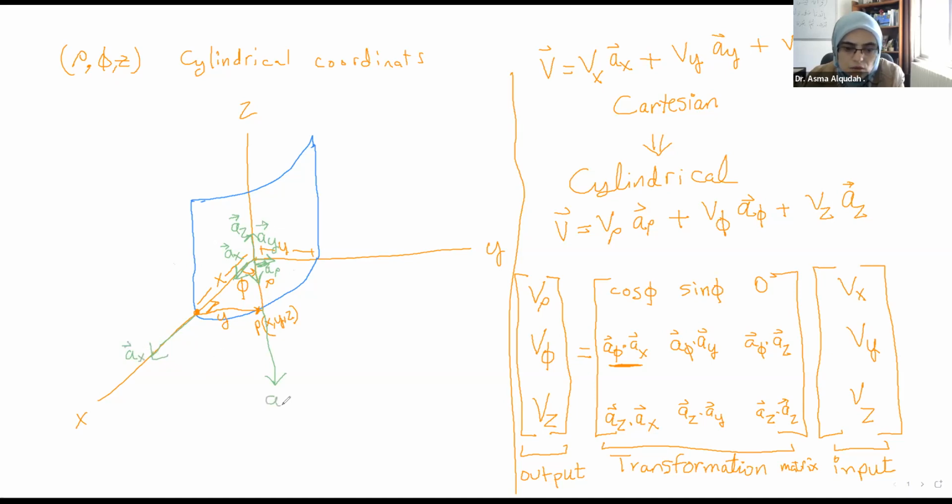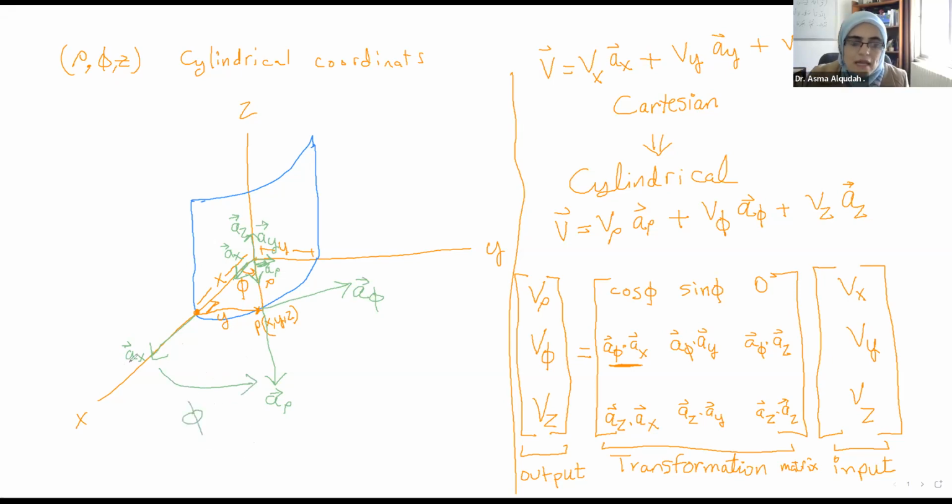And this is the direction of a sub rho. And the direction of a sub phi is perpendicular to the direction of a sub rho. So this is the direction of a sub phi. It's in the direction of the progress of the angle phi. So this is a sub phi. Now, the angle between a sub x and a sub rho is equal to phi.